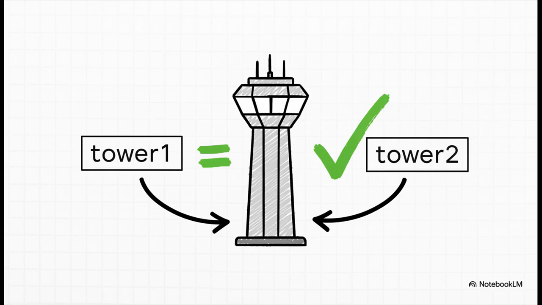And here's the proof. If you actually check if tower1 is the same object as tower2, Python will tell you true. And that doesn't just mean they have the same values. It means they are literally the exact same object sitting in the same spot in your computer's memory. And just like that, we've guaranteed our single point of control.